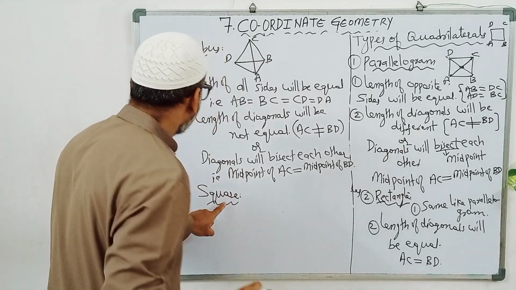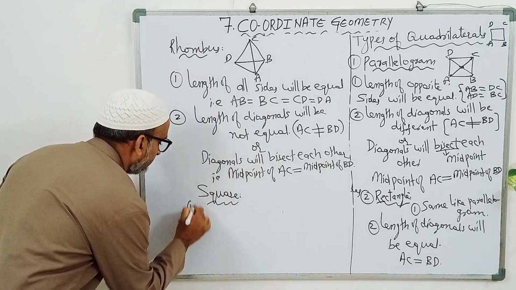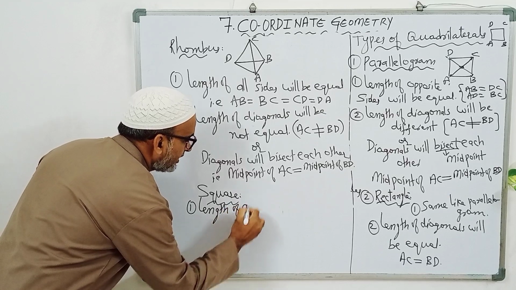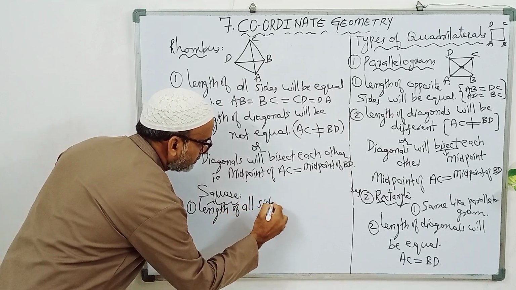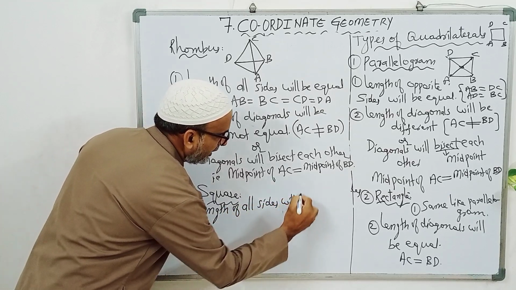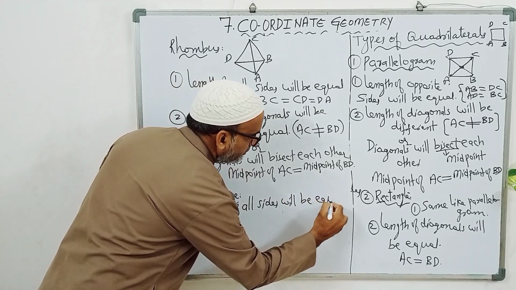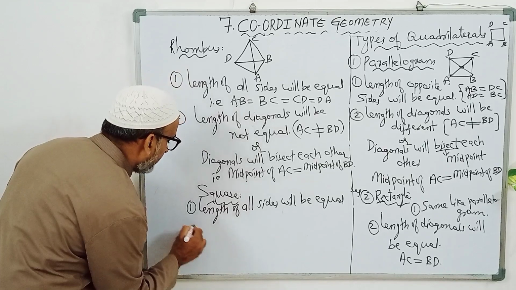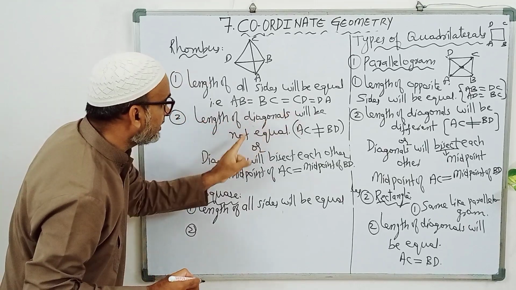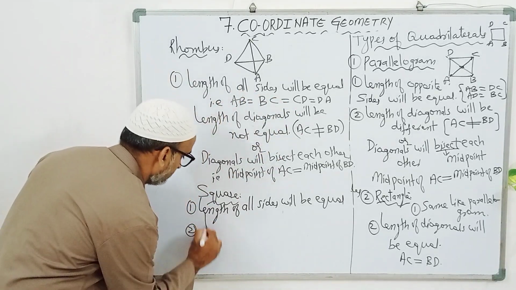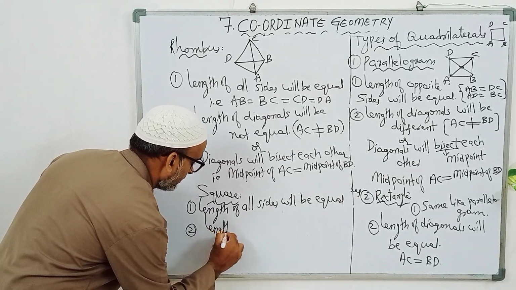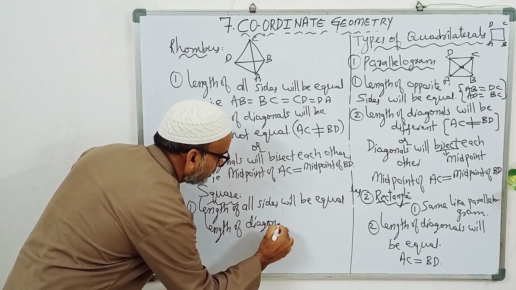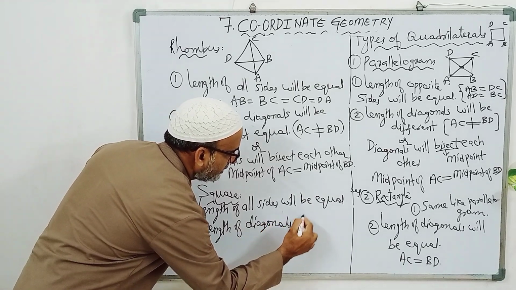Square means what? The first property is the same: the length of all sides will be equal, like a rhombus. Second point, the length of diagonals will be not equal in a rhombus, but here the length of diagonals will be equal.